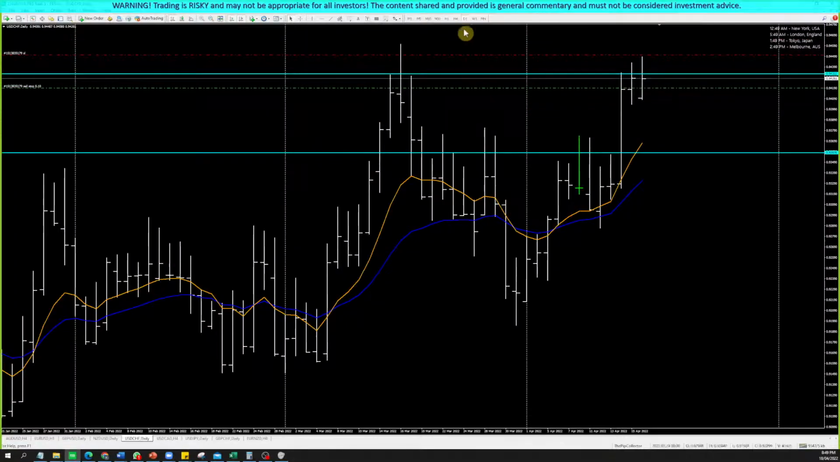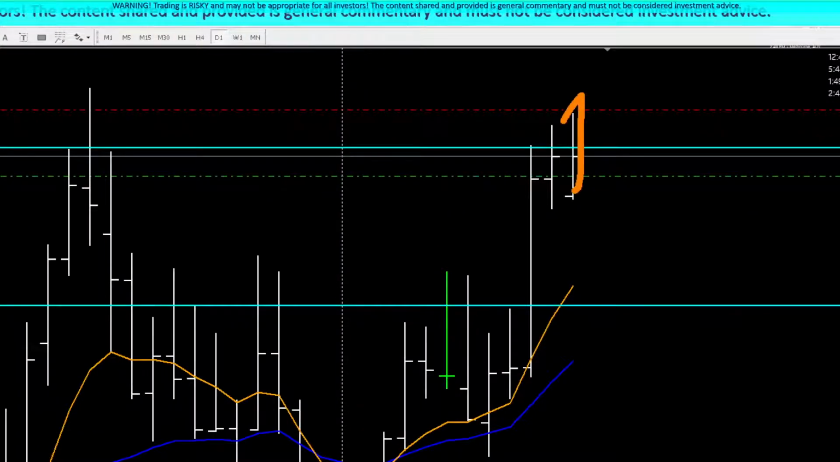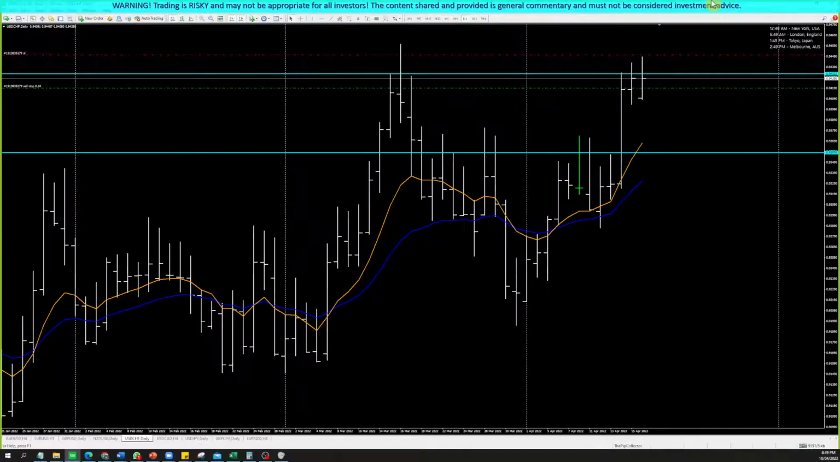Kung punta tayo sa D1, pansinin nyo yan, ibig sabihin, may chance siyang umakyat papunta doon, mas higher pa sa high niya today. So, it could possibly break out. And if that happens, I will change my bias.